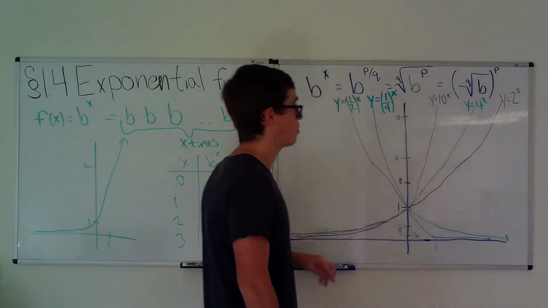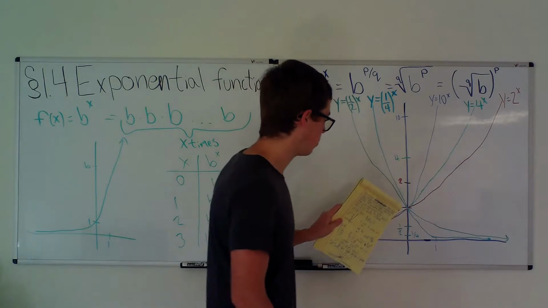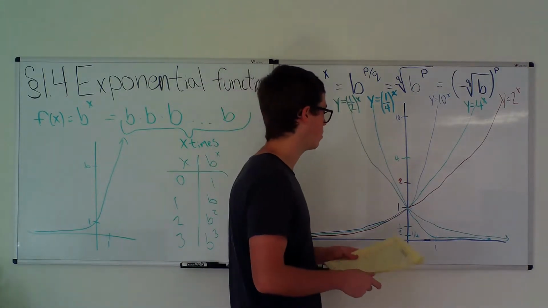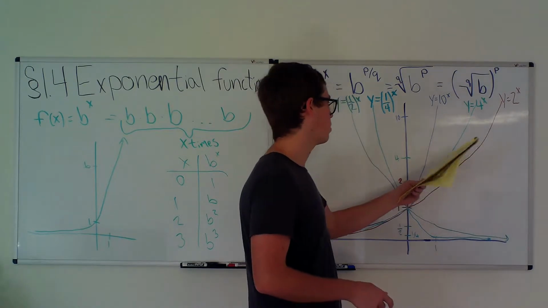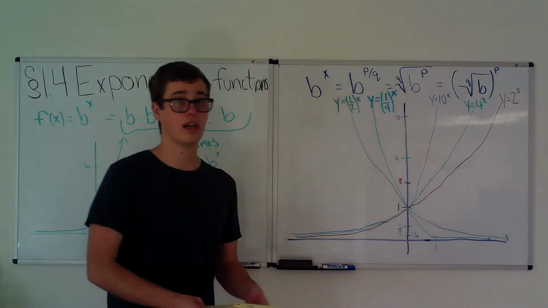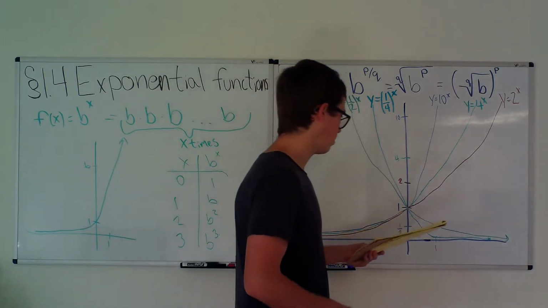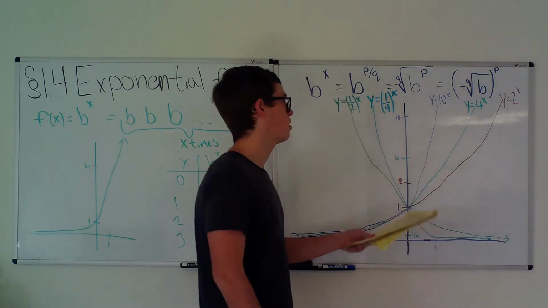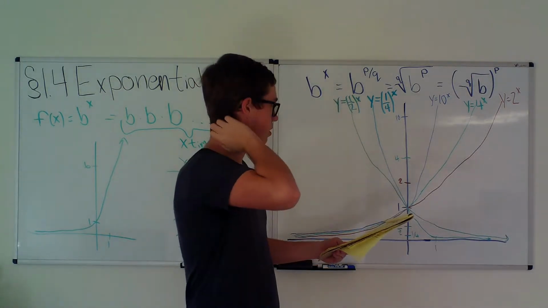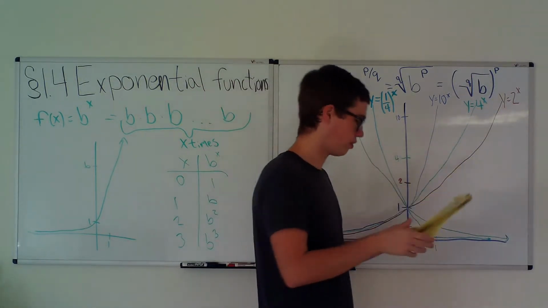For y equals 4 to the x, same sort of thing. x equals 0, y equals 1, and then x equals 1, y equals 4, and then y equals 2 to the x, same thing yet again. When x equals 0, y equals 1. When x equals 1, y equals 2.